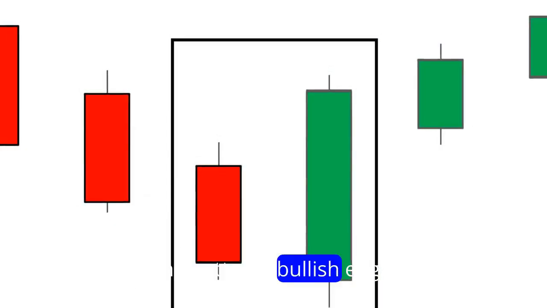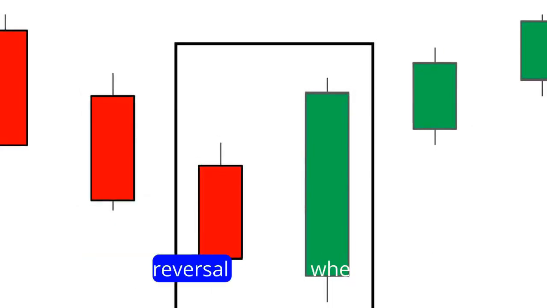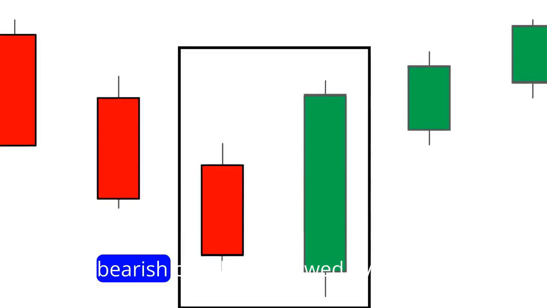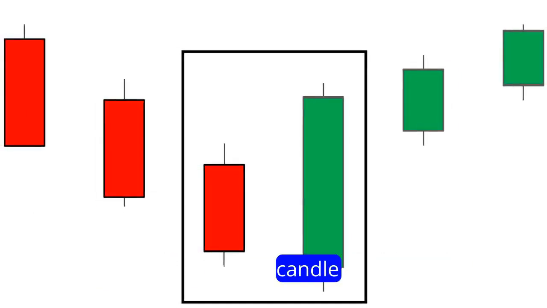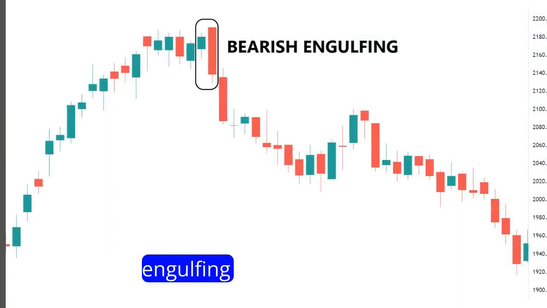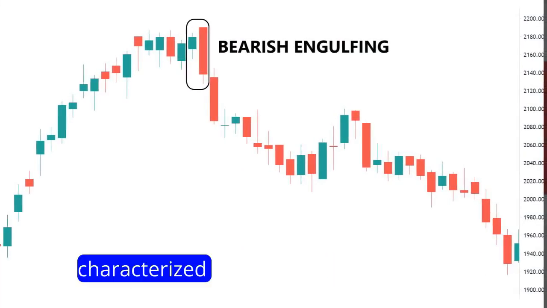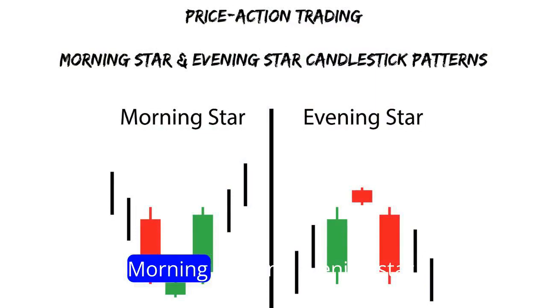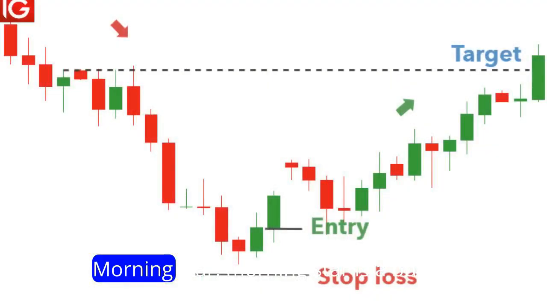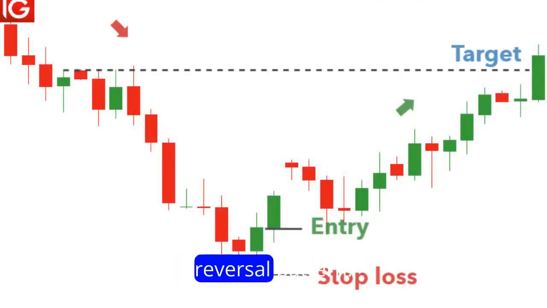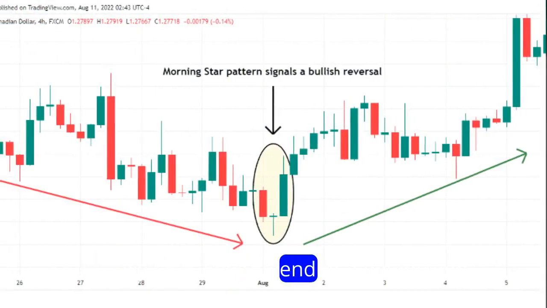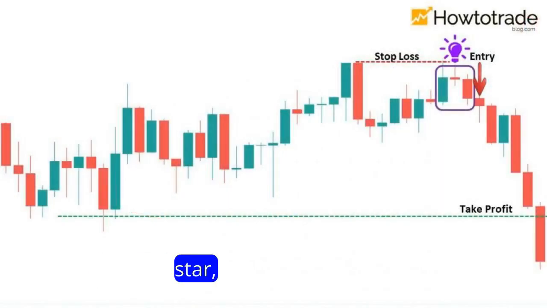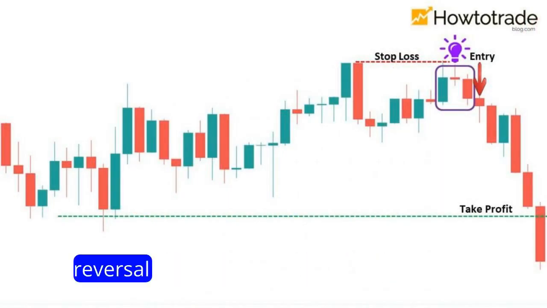Engulfing patterns. Bullish engulfing, a bullish reversal pattern, where a smaller bearish candle is followed by a larger bullish candle. Bearish engulfing, a bearish reversal pattern characterized by a smaller bullish candle followed by a larger bearish candle. Morning star and evening star. Morning star is a bullish reversal pattern, usually signaling the end of a downtrend. Evening star is a bearish reversal pattern indicating a potential end to an uptrend.